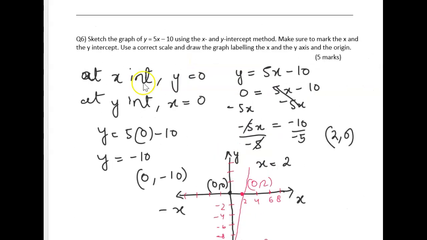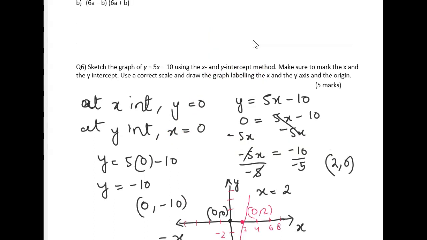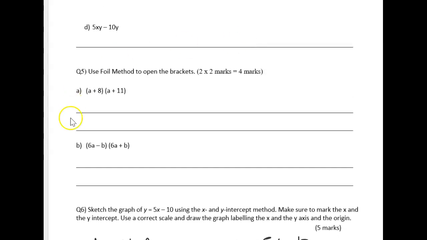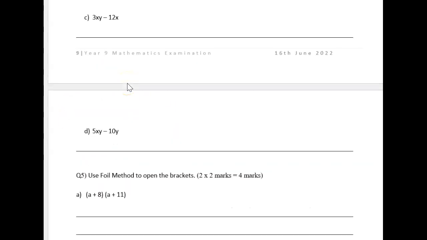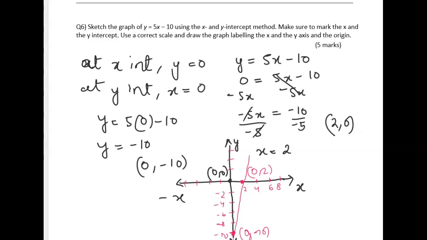Then you have sketch. There's a question about sketching using the XY intercept method. At X intercept Y is 0, at Y intercept X is 0, okay? And then FOIL method, make sure you practice, and a lot of these questions.